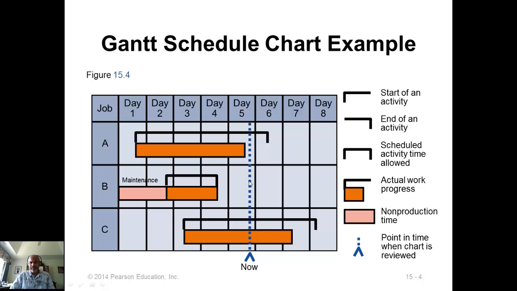As we pass through time, the ruler for current time will move to the right, or maybe the days will move to the left and the current time will stay put. Now this is the start. So here is the legend for how to read the Gantt chart. This is the start of the activities, this is the end of the activities. The solid bar gives you the actual progress of the job, and this is non-production time, like maintenance and things like that.